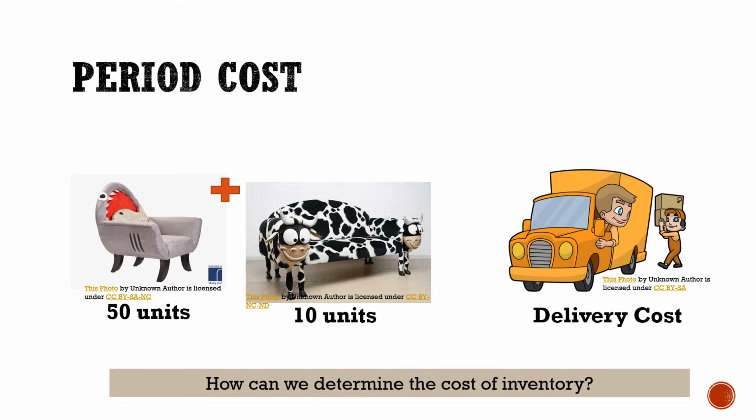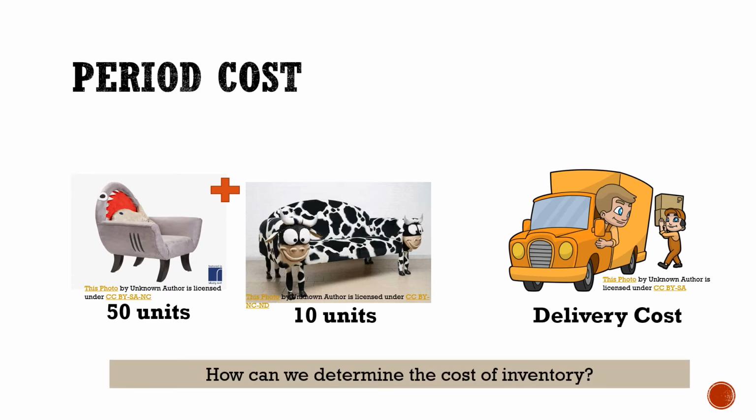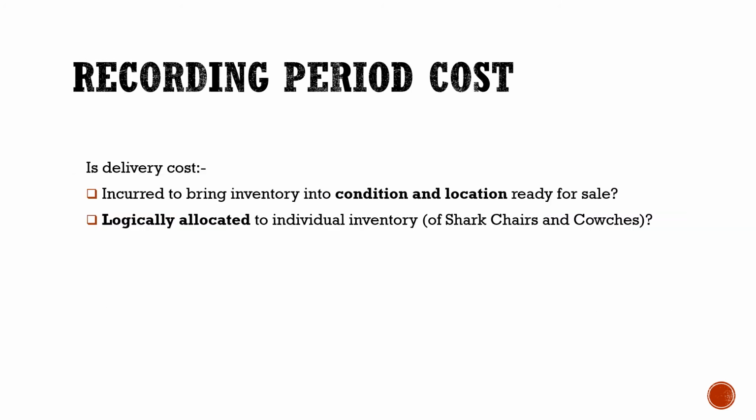The question is, how can we determine the cost of inventory? Again, we ask ourselves the same two questions. Firstly, is delivery cost incurred to bring inventory into condition and location ready for sale? In this case, yes, delivery cost has been incurred to bring the inventory, both the shark chairs and couches, into location ready for sale. Secondly, is the delivery cost logically allocated to individual inventory of shark chairs and couches?